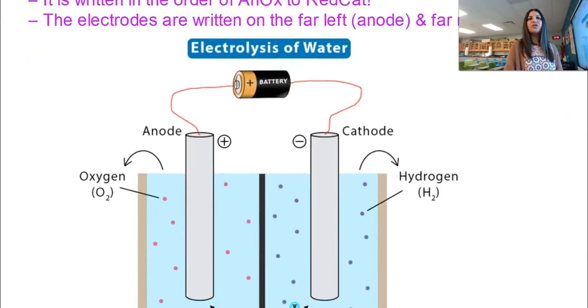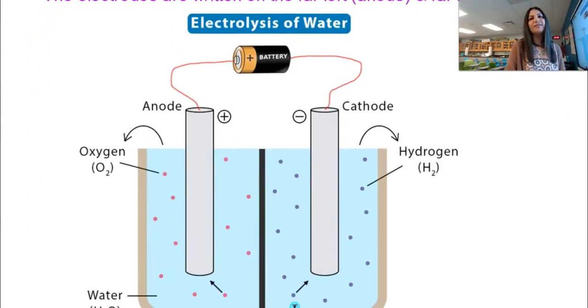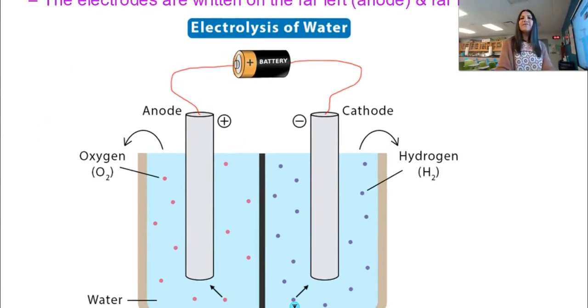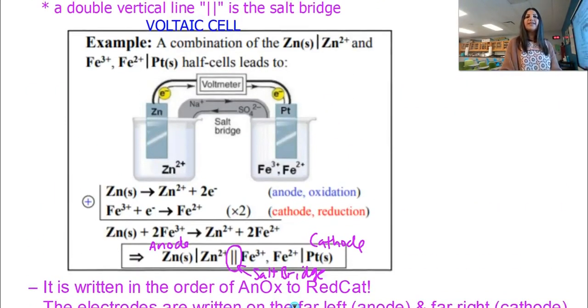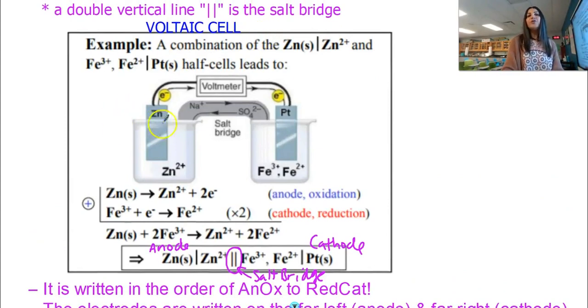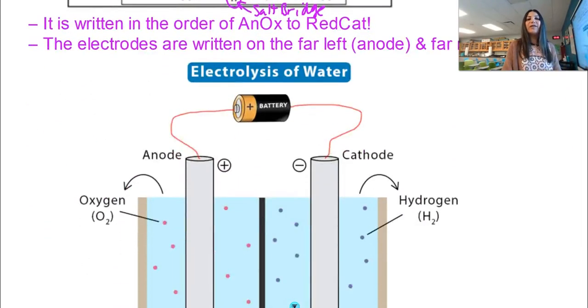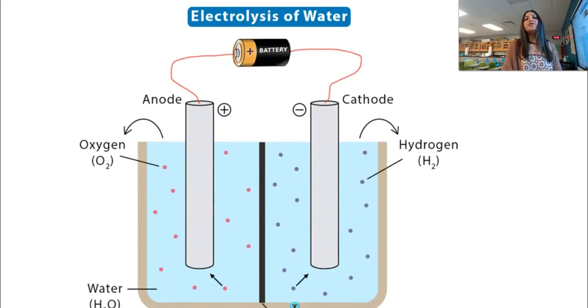And the other thing I wanted to show you was, what if it's electrolysis? Electrolysis is different from a voltaic cell, because in a voltaic cell, what ends up happening is you have your negative anode, anox, and you have your positive cathode, your red cat. In an electrolytic cell, it's actually reversed. So you put a battery in, and now it's going to go against what nature wants to do. So instead, your anode is actually positive and your cathode is negative.